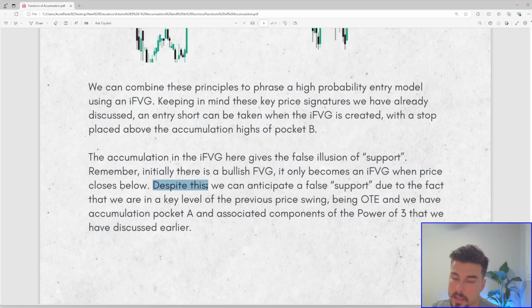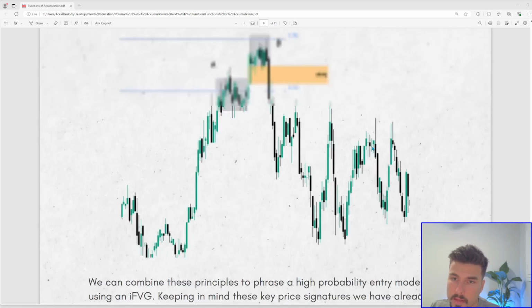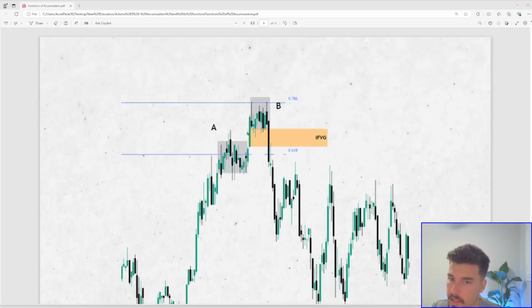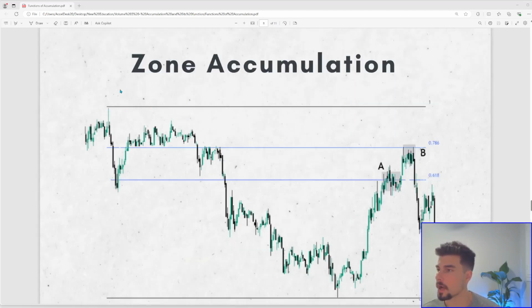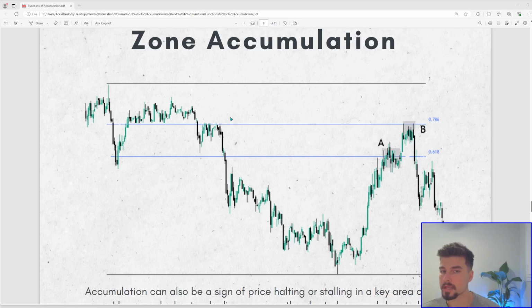So despite this, we can anticipate a false support due to the fact that we're in a key level of the previous price swing, being OTE, and we have an accumulation pocket. So let me talk about what I mean there. See this bullish fair value gap here. Initially we use it as support. We're in OTE. So this narrow range of OTE, it has to respect that if we're going lower. It has to. Otherwise, what would we be doing here? We'd be taking out this swing high. If we didn't respect OTE, we'd be taking out these swing highs.